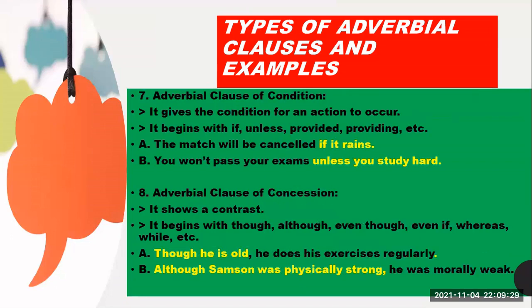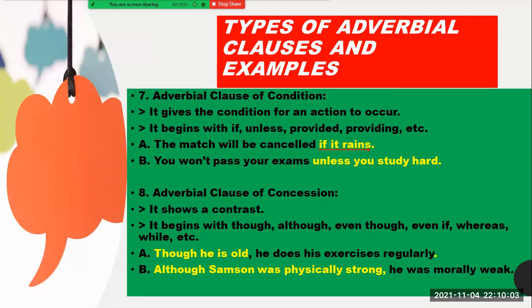Now let's go to number 7. The adverbial clause type 7 is the adverbial clause of condition, and it gives the condition for an action to occur. It begins with if, unless, provided, or providing. Now, for example, the match will be canceled if it rains. If it rains is the conditional clause, the adverbial clause of condition.